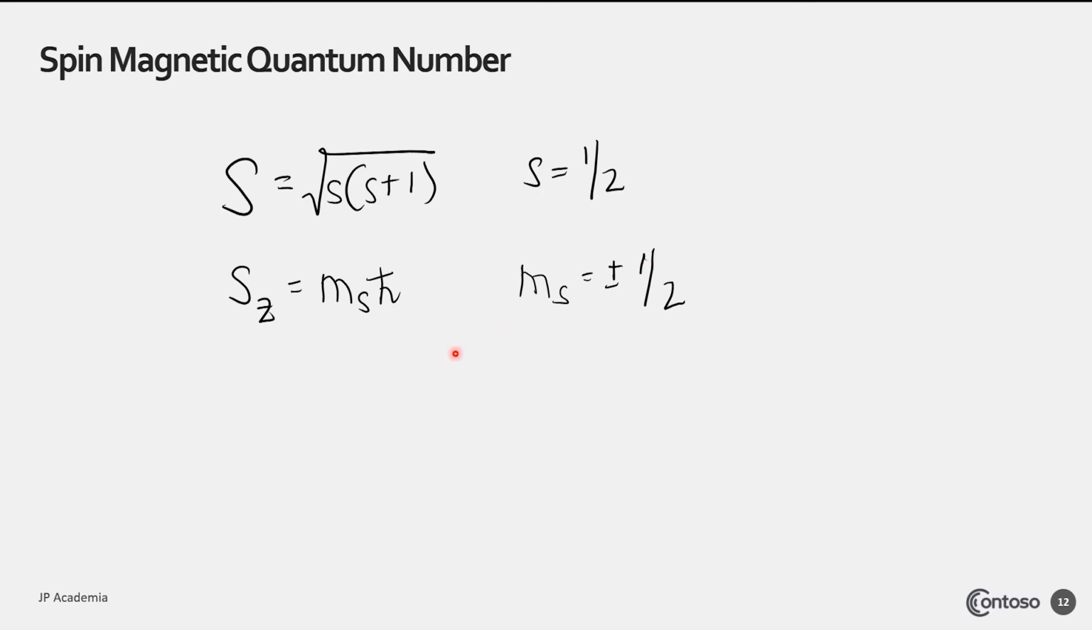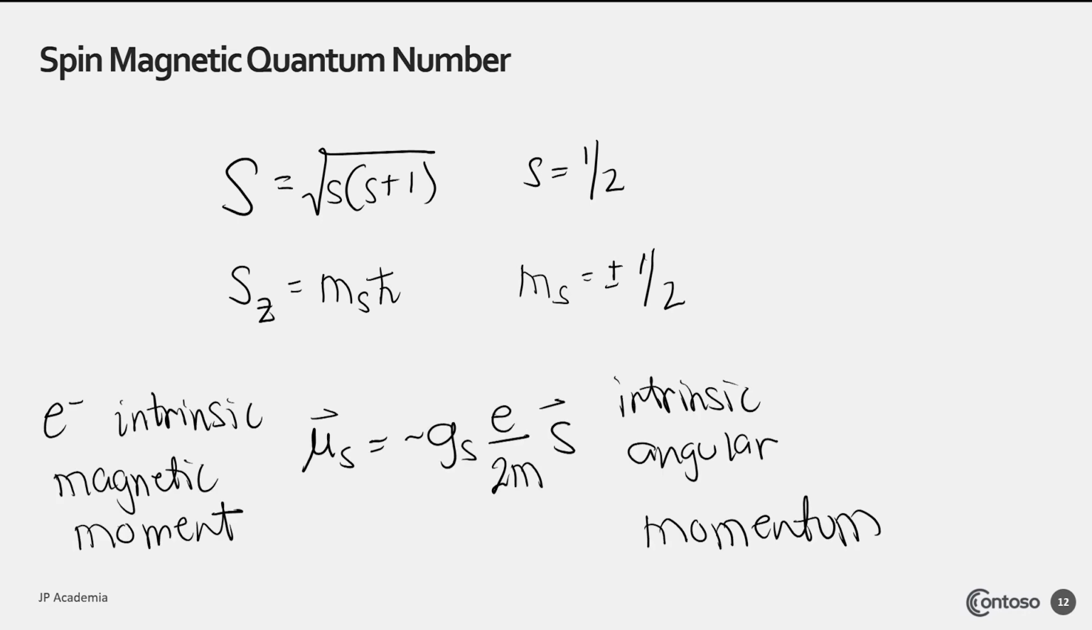This has a relationship with the z component of the spin angular momentum, S sub z. The orientations of S are spin up for positive 1/2 and spin down for negative 1/2. The intrinsic magnetic moment and the intrinsic angular momentum are related by these quantities. G sub S, this quantity here, is called the gyromagnetic ratio. This is the ratio of the magnetic moment to its angular momentum.